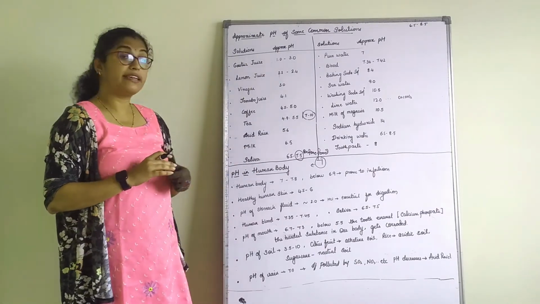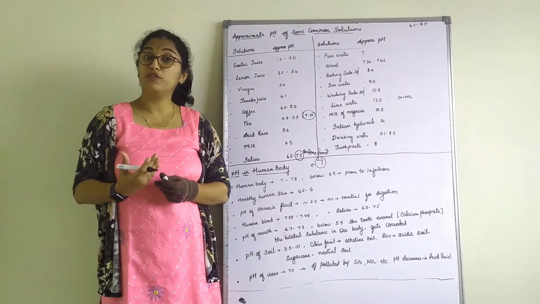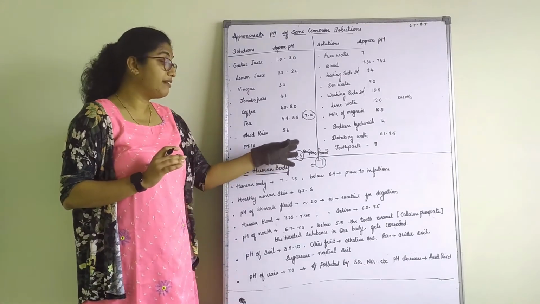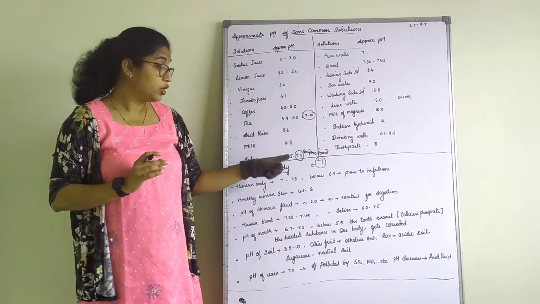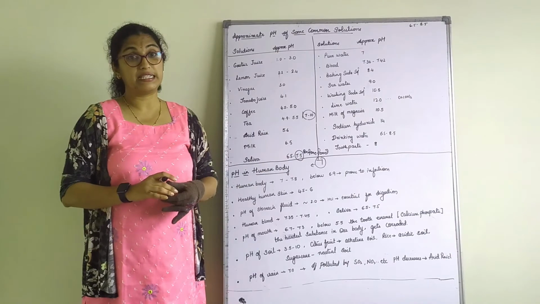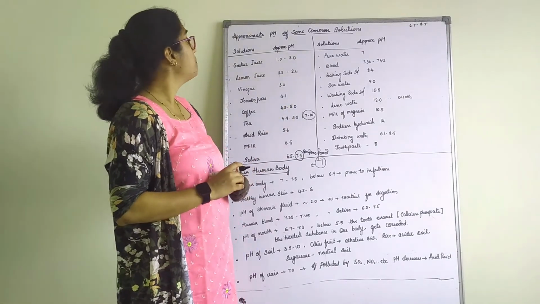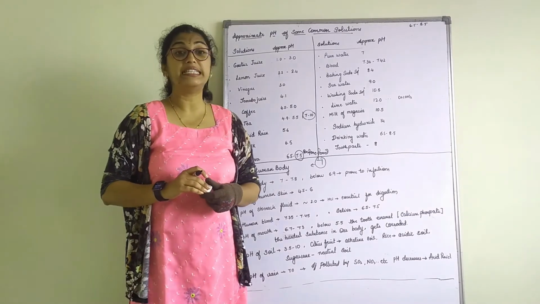Remember that. There can be a question: saliva before food is acidic, why? Or saliva before food is basic, why? Or saliva after food is acidic, why? You should know this. Next, the pH of pure water is 7.